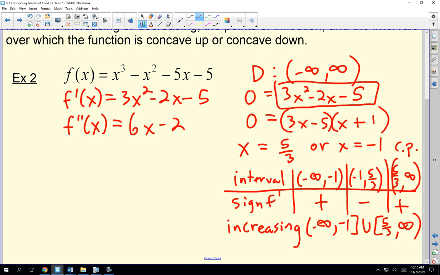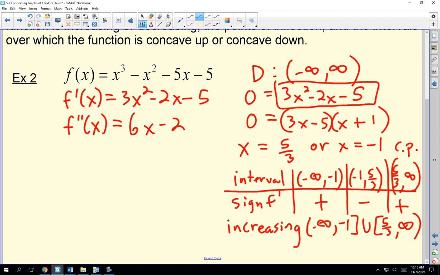How did I know this was positive? I plugged in a number in here to f prime. What allows me to do that? A cool calculus rule that says on this whole interval from -infinity to -1, no weirdness. It's either always increasing or always decreasing. No weirdness. The weirdness happens at endpoints and critical points. Okay.